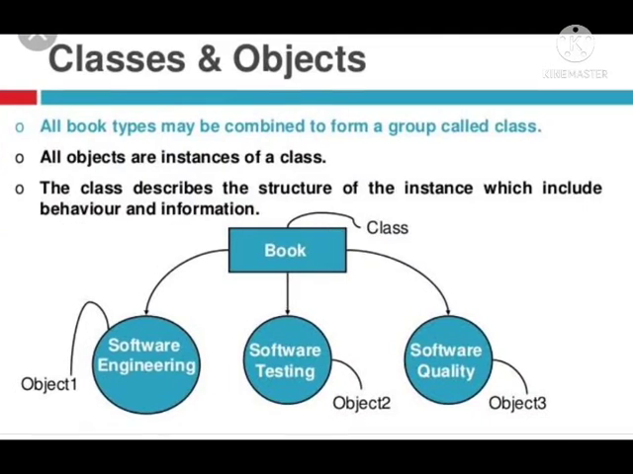Now let's take an example of objects and classes. Here book is the class, and there are three objects. There are three books: software engineering, software testing, software quality. These three objects are of class book, and the objects of some particular class are called instances of that class.